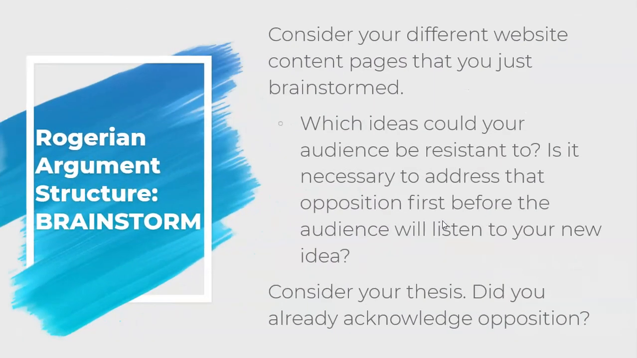Again, coming back to those same content pages, this will be some more brainstorming. When you look at the Rogerian argument, identify which of these ideas from your content pages, from your subclaims, your audience is resistant to. It might be necessary to address that opposition first. So, again, think about those subclaims that you've developed already. Which ones will have opposition? Which ones will you need to address in order to get your audience to listen to you first? Again, take a couple minutes if you need.